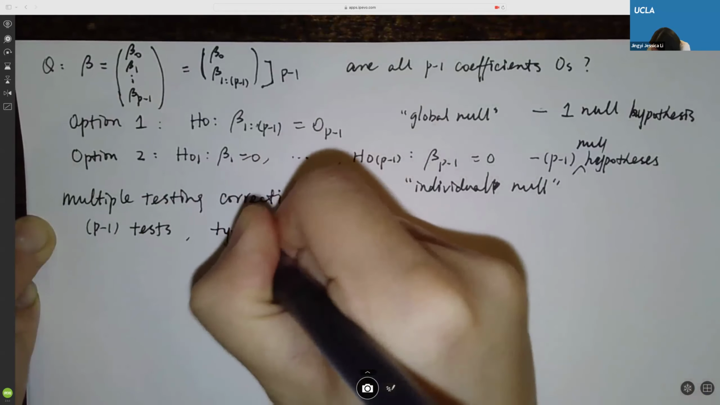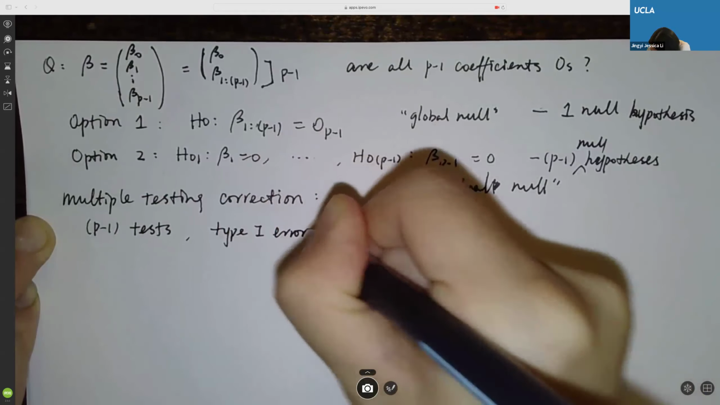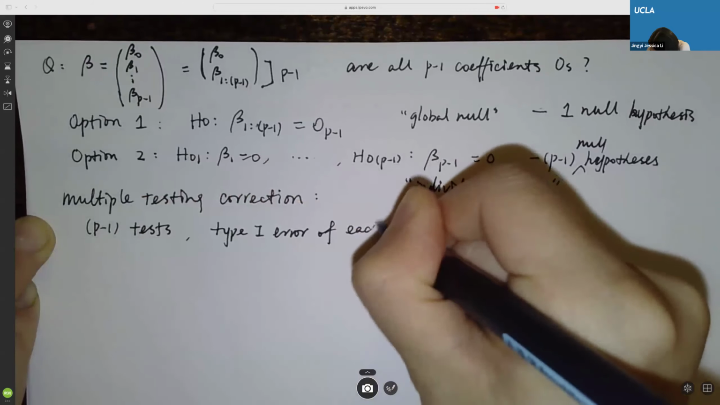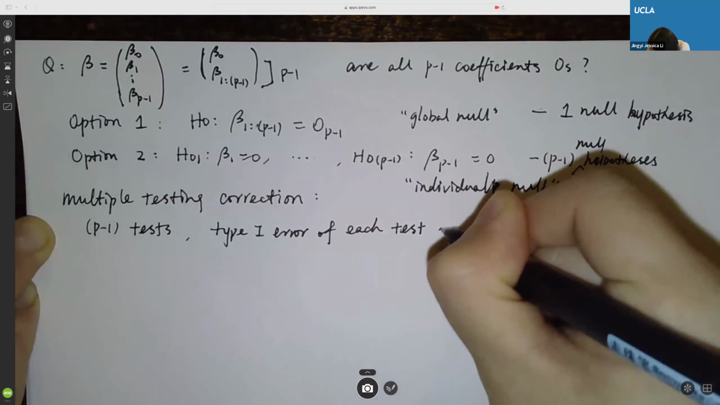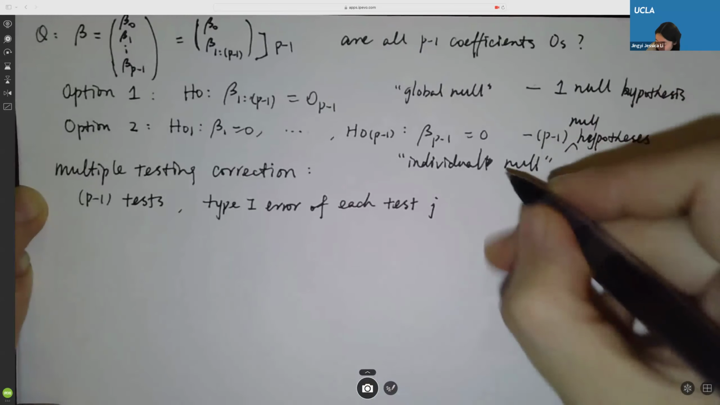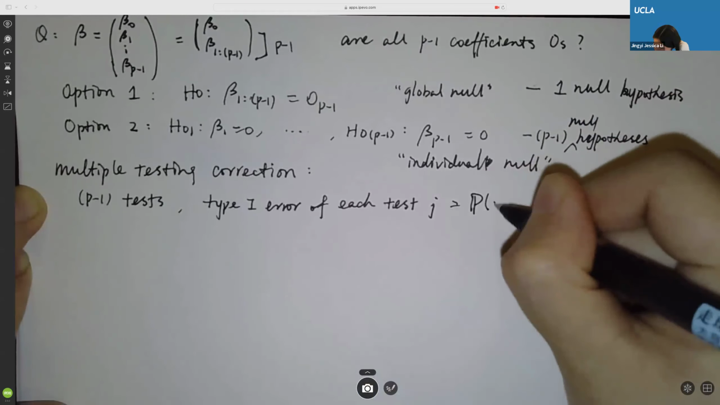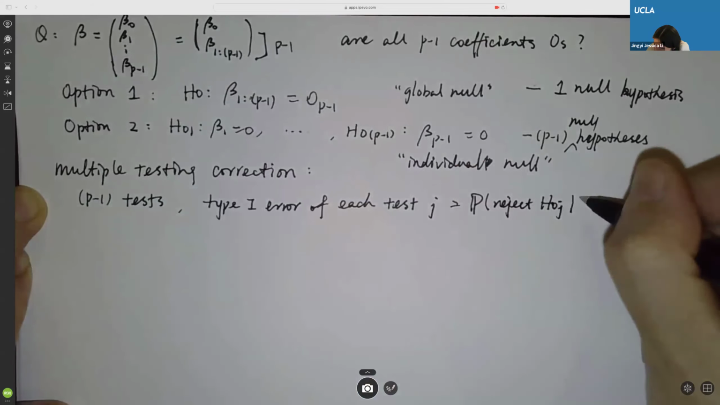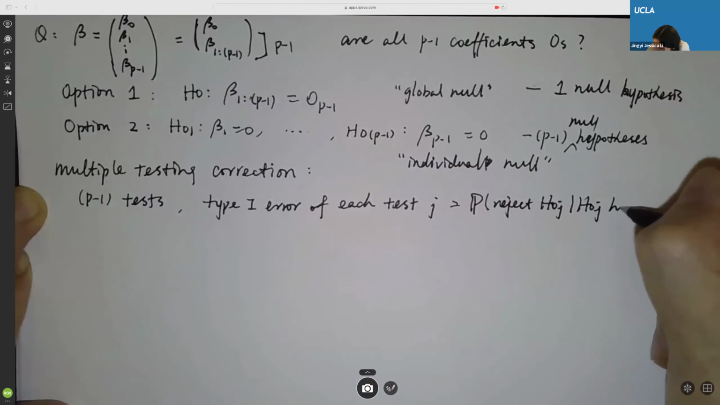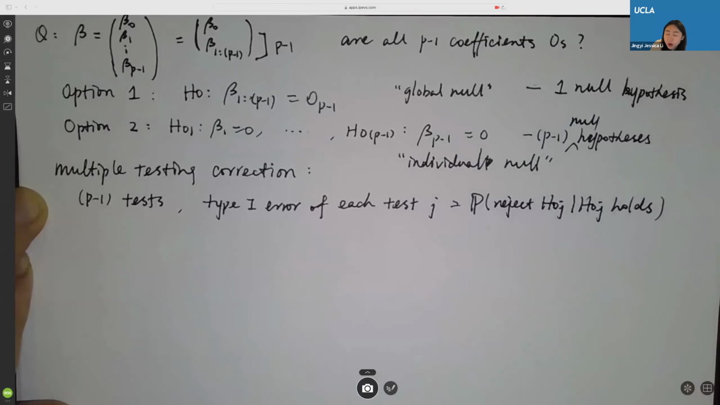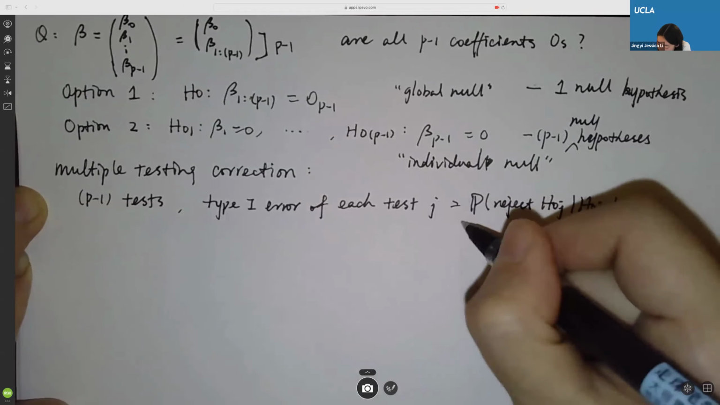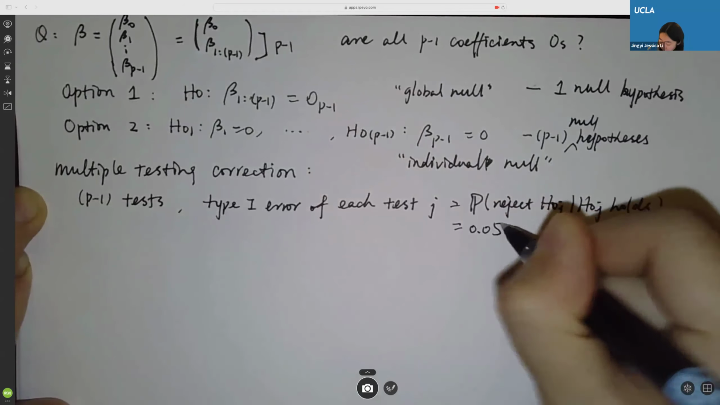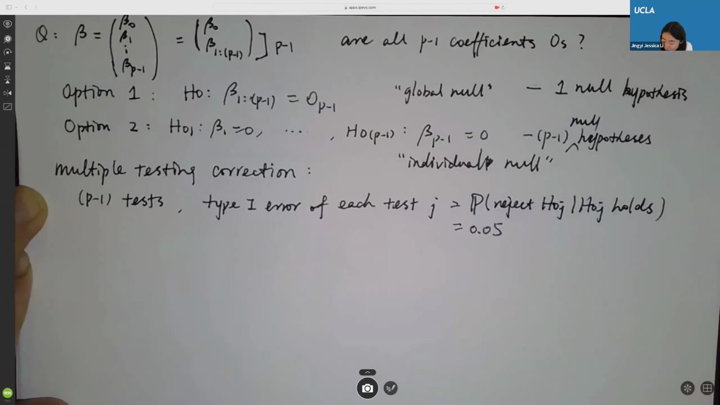type 1 error of each test, test J, which is defined as the probability of rejecting H0J given that H0J holds, right? Given that it is a true null hypothesis, we reject it. That's your type 1 error. So if you set this to be 0.05, for example, then you would expect how many type 1 errors?